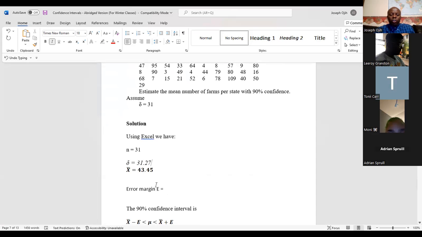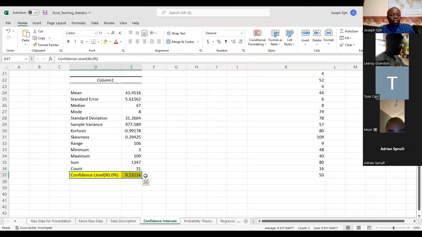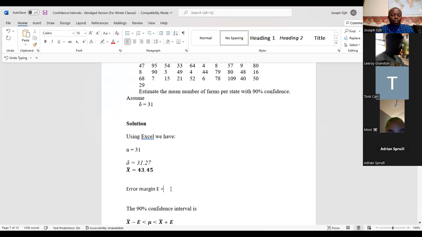Because Excel gave you the error margin already. Look at the error margin right here in Excel, where the confidence level is 90. That's the error margin right there. So you don't have to calculate the error margin anymore. Excel gives it to you. Approximately 9.53. The error is approximately 9.53.